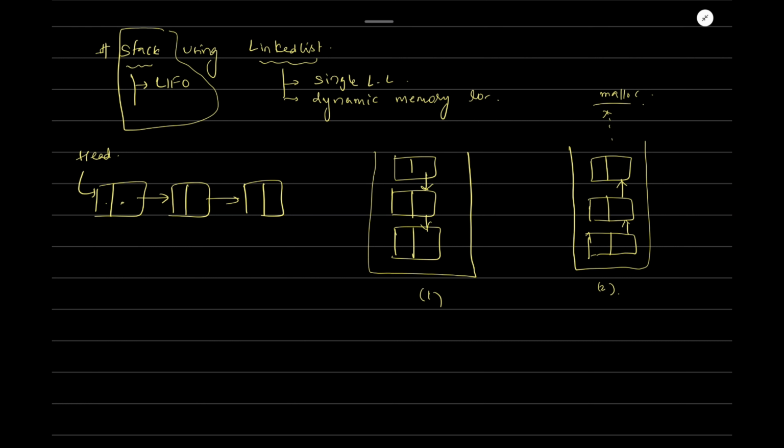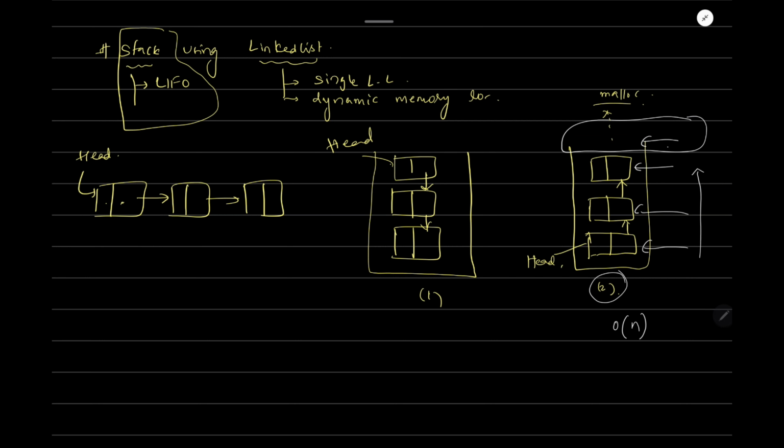So the head is here, right? So here the head is here, the head is here. In the second case, whenever we are adding a new element here, we should always traverse from the head onwards until the tail, so that only we can add the new element. So what is the complexity of it? The complexity of it is order of n.